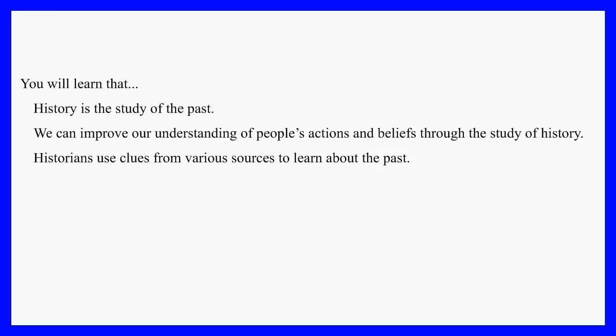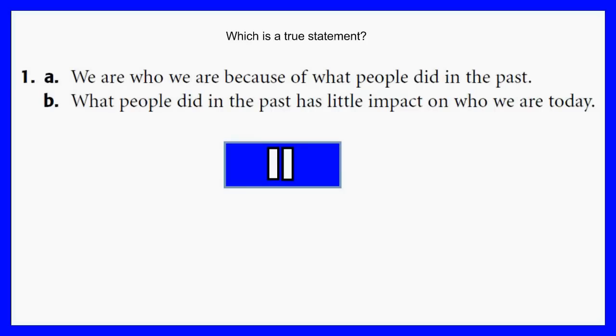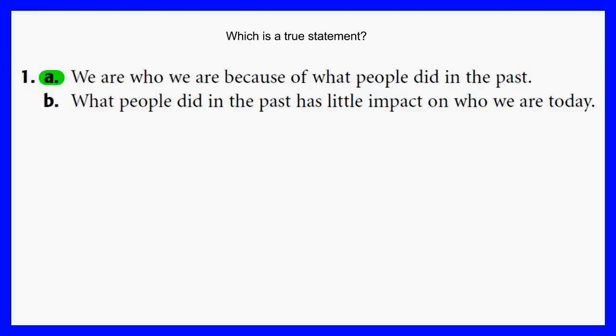I want to start off with just a sense for what you understand already about what history is and what historians do. Ask yourself this question. Which of these two is a true statement? A, we are who we are because of what people did in the past, or B, what people did in the past has little impact on who we are today. Pause here and play once you have an answer. A is going to be the true statement.